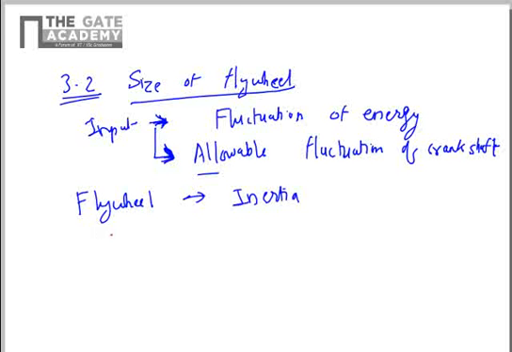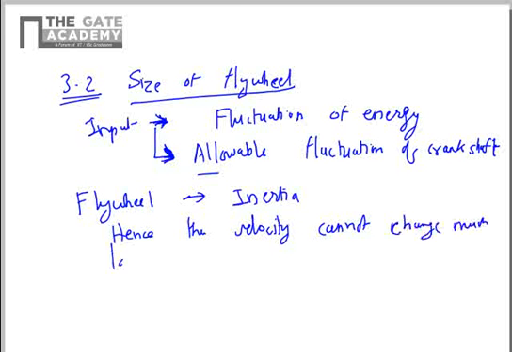So due to inertia, the flywheel inertia is a property of the material being in motion unless it is stopped by an external force, and hence the velocity cannot change much for large inertia items. You need to supply large inertia of flywheel.